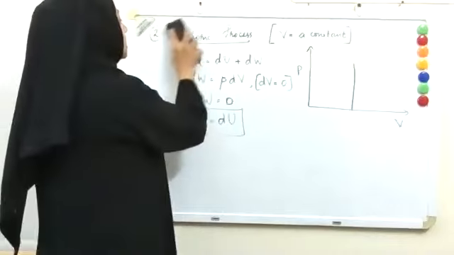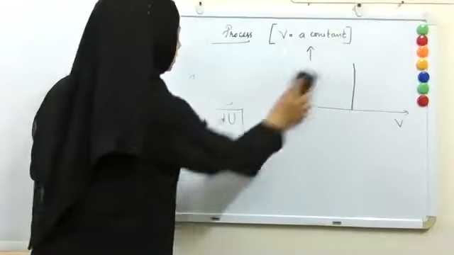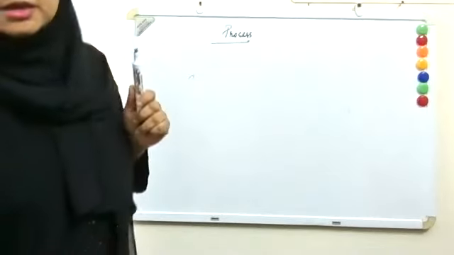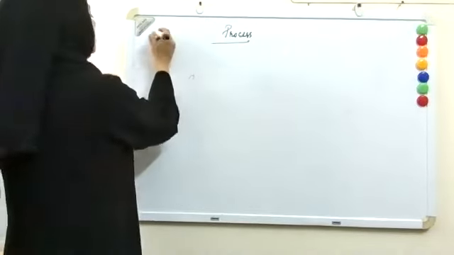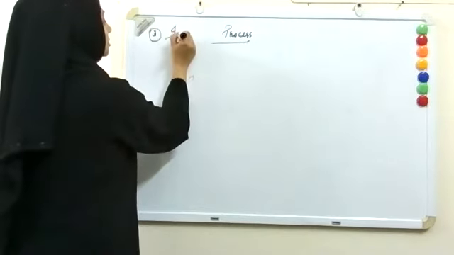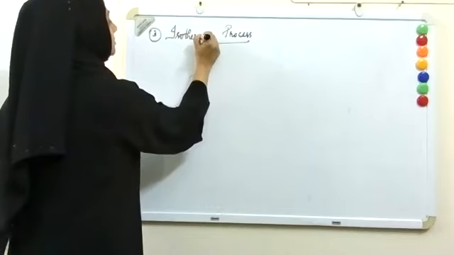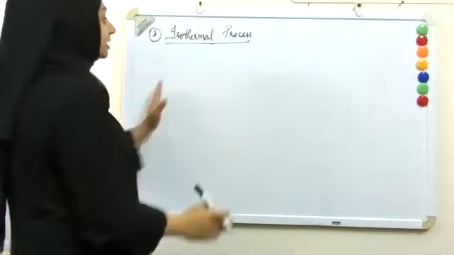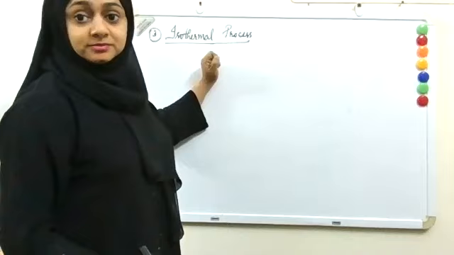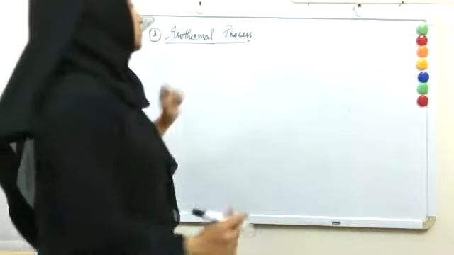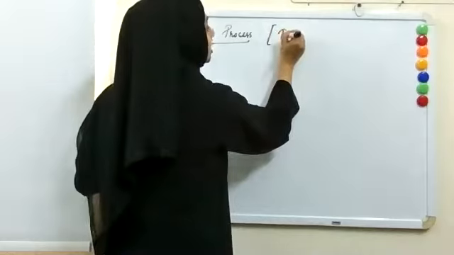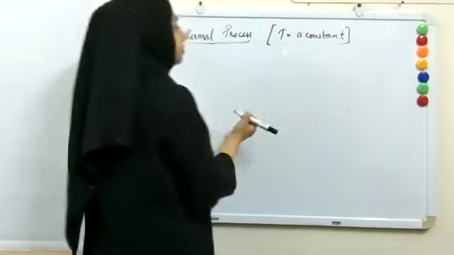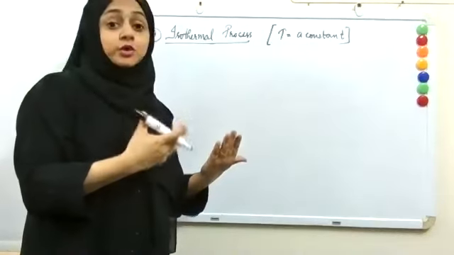So let us see the third one. What is that? Isothermal process. Yes, isothermal process. Isothermal, as the name suggests, means that the temperature is constant. Yes, exactly. The temperature will remain constant, but pressure and volume can change.